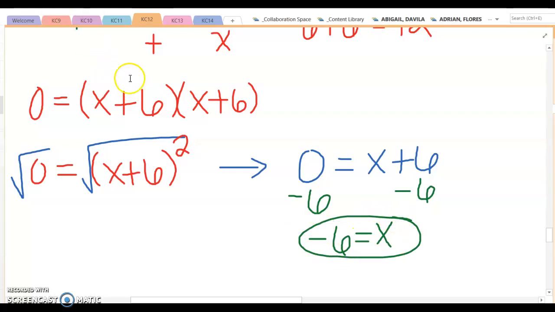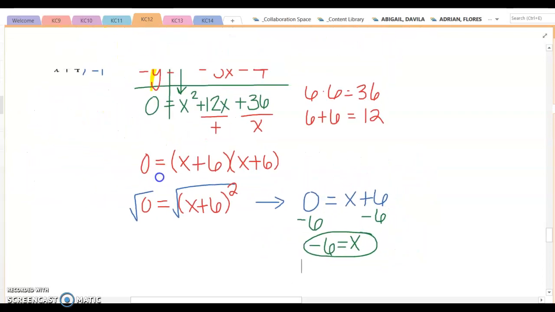Right, because if we have both of these, we would just have the answers x plus 6 equals 0 and x plus 6 equals 0. So we do have two solutions, they're just the same number on this one.